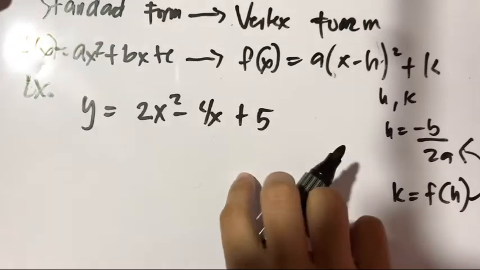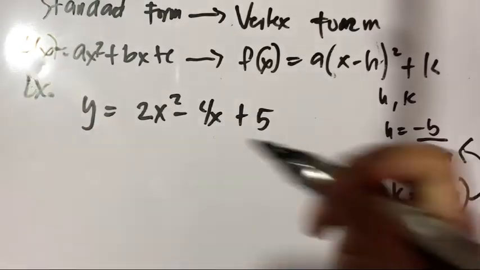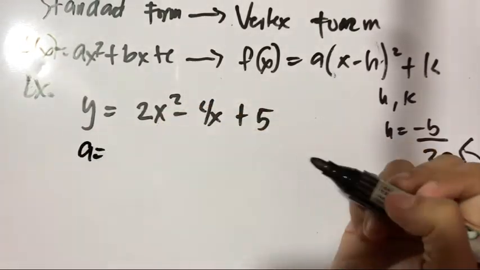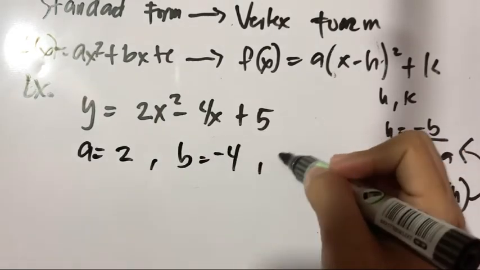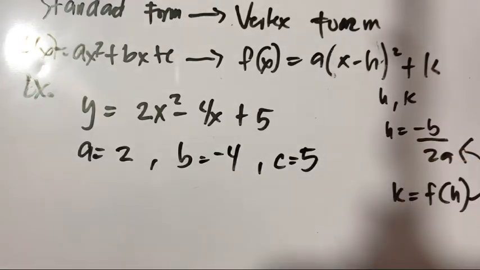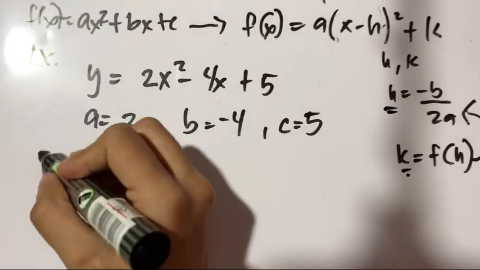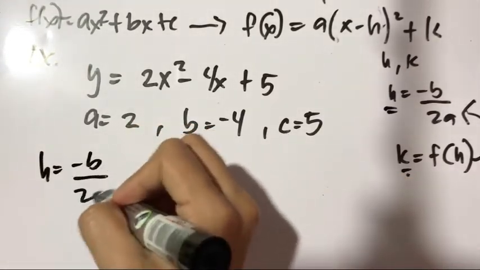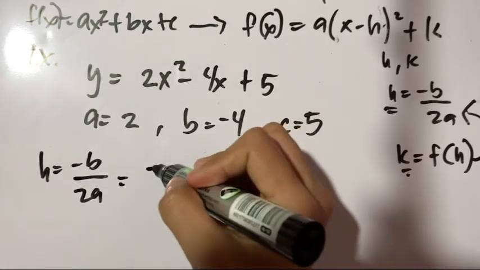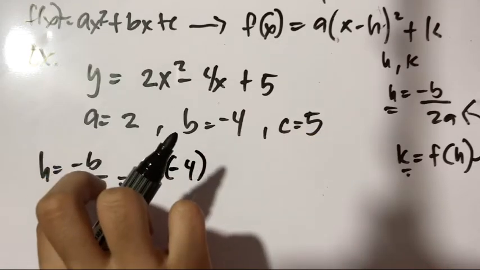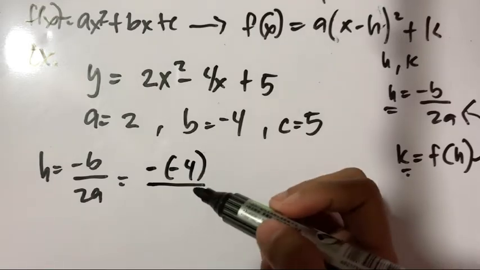So in here, before we proceed to substituting the values of a or b, we have to identify first the variables, no? So here, our a or the first term is 2. Our b or the second term is negative 4, and we have our third term, that's 5. So we have to get the h and the k, no? So in here, we have h. This is equal to negative b over 2a. So our b, that's negative 4. Negative 4 times negative, no? From the original formula.